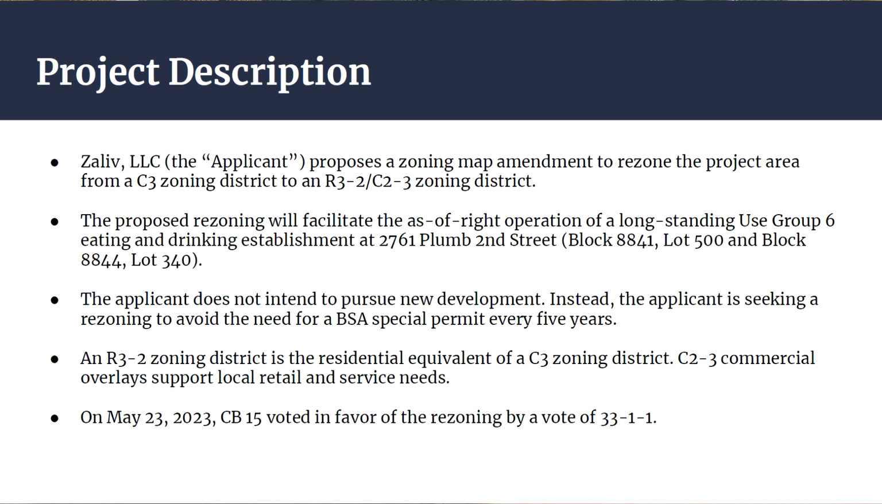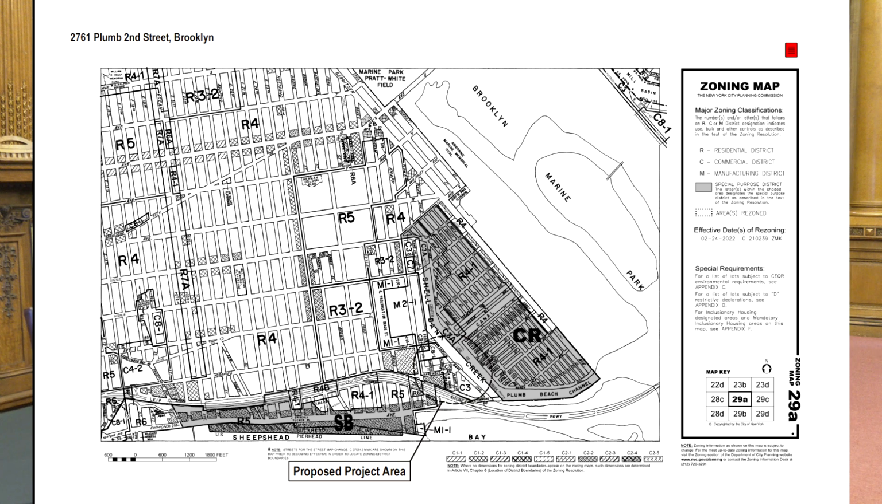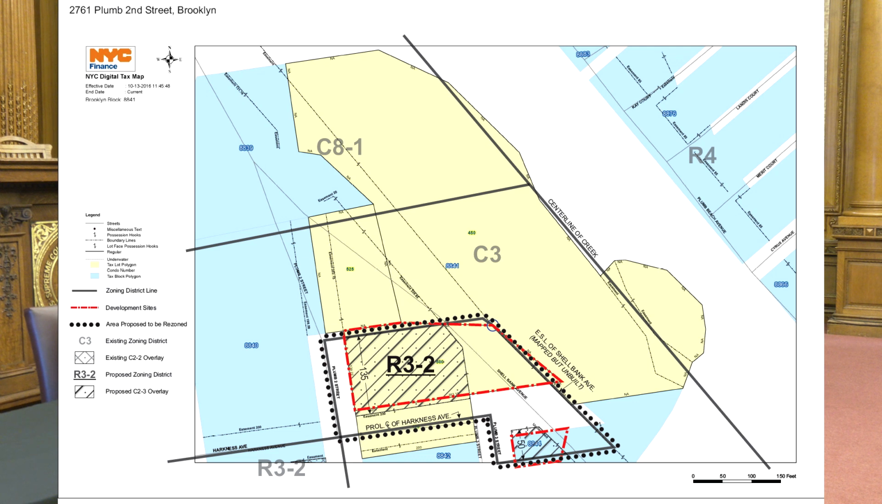This is a copy of the zoning district map. And you can see in the area the C3 along the waterfront, but you can also see that there are commercial overlay and residential districts which abound around the area. More specifically, this is the applicant site with an R3-2, C2-3 residential and commercial overlay.